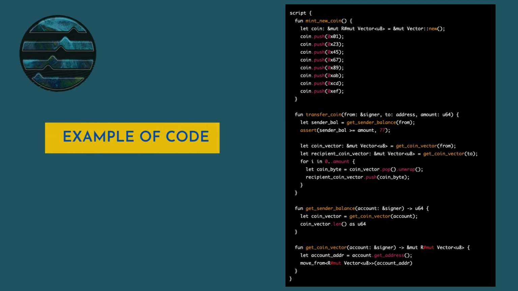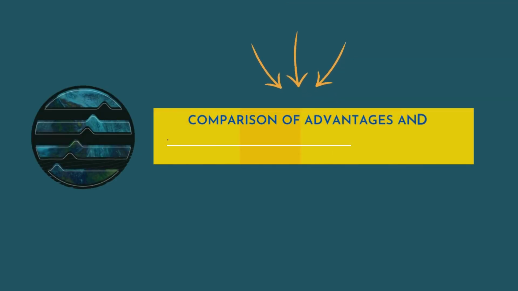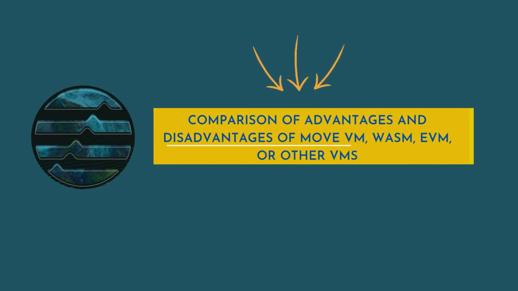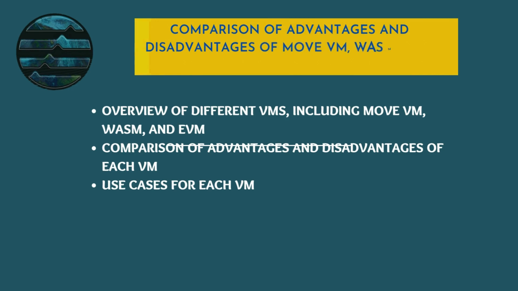The language is designed to be safe and secure for smart contract development, and provides features like resource types and strict typing to prevent common vulnerabilities. Then, I will be discussing the advantages and disadvantages of different virtual machines, including Move VM, WASM, and EVM.